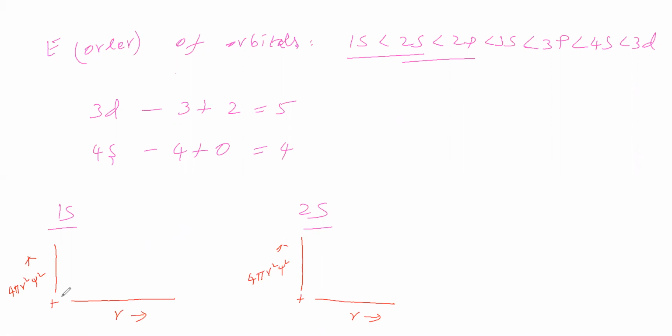How the graph is: for this one, there is one peak. For this, if you see, we will get 2 peaks. For this, 2 peaks are there. Then we will see the maximum most probable location. The most probable location is at 0.529 angstrom for 1s. But for 2s, it is at 2.6 angstrom. Most probable location for 1s and 2s we will see.